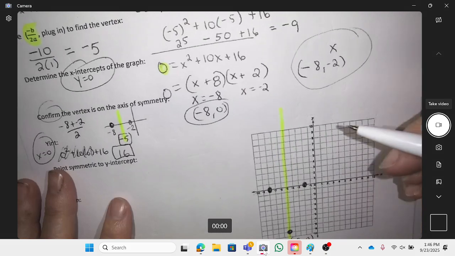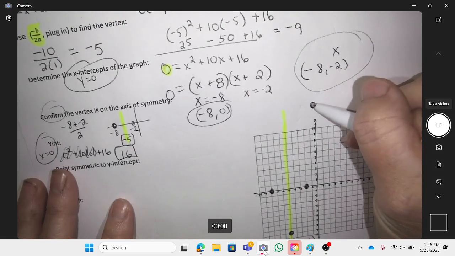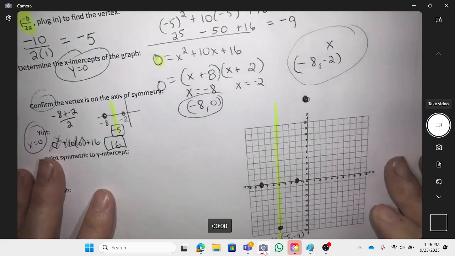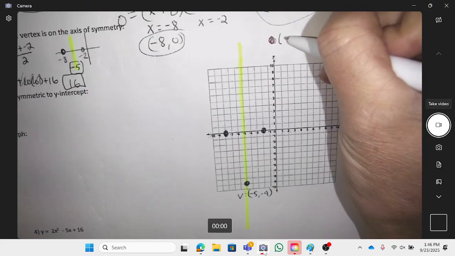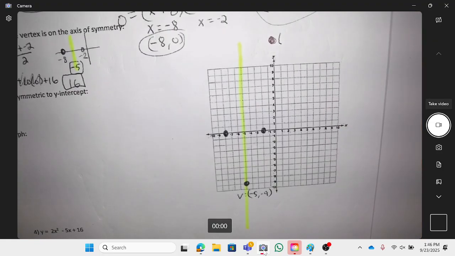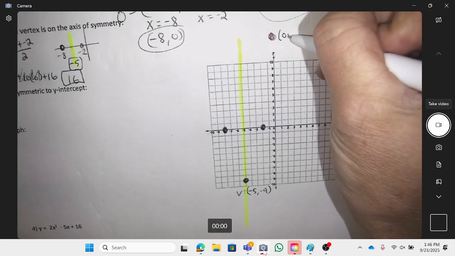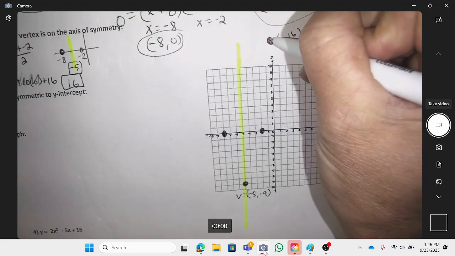Okay, can you put that kind of on there? I know it's not on the graph, but okay, give me that. Do you understand the actual coordinate? If you could give it a coordinate, what is it? 0, 16.